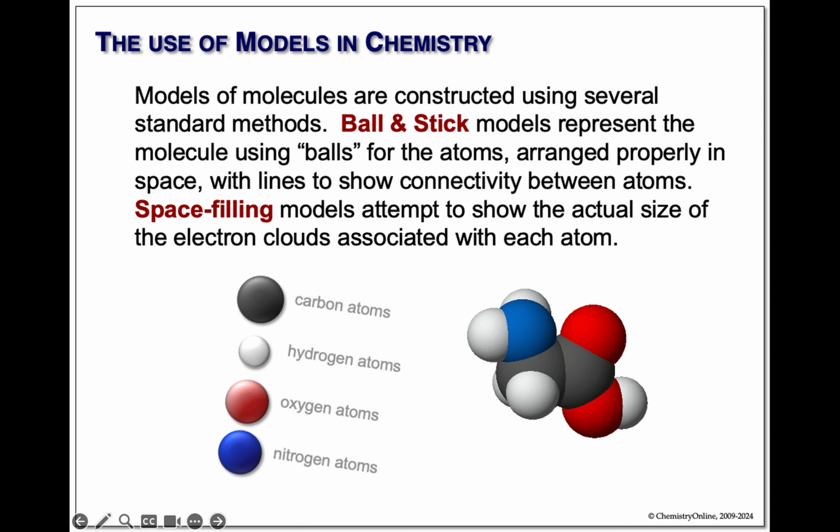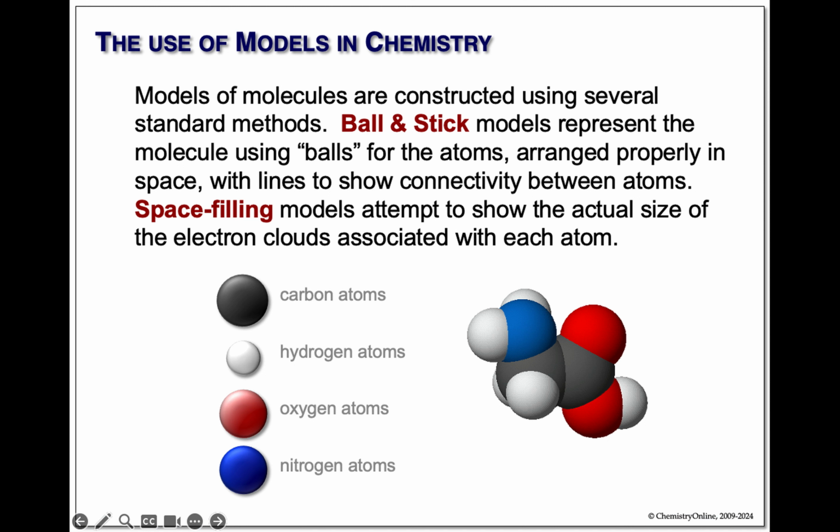How did I know that this was carbon? Because it's dark. Typically, carbon will be shown as black, hydrogen white or gray, oxygen red, nitrogen is blue. Just convention.